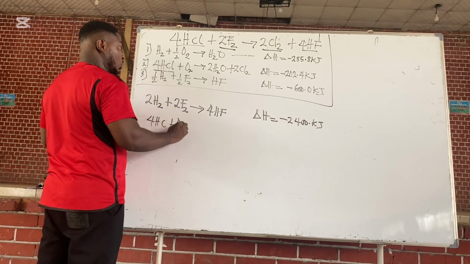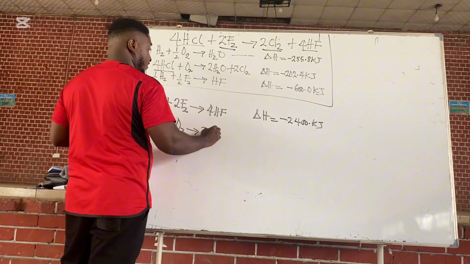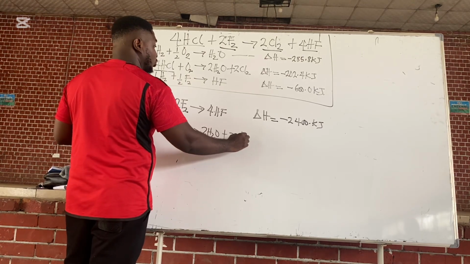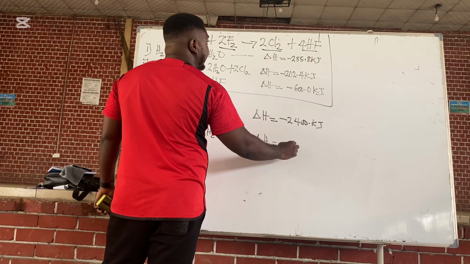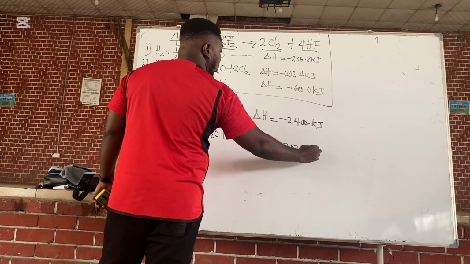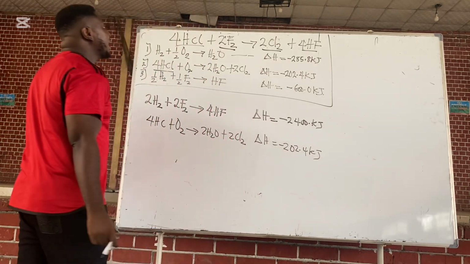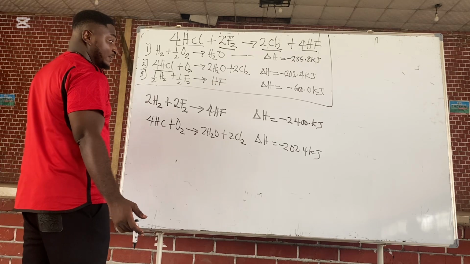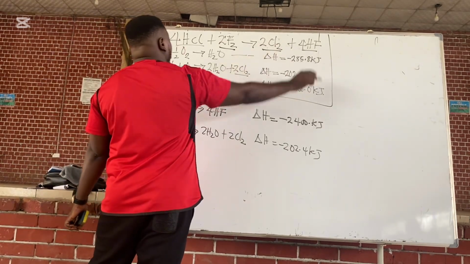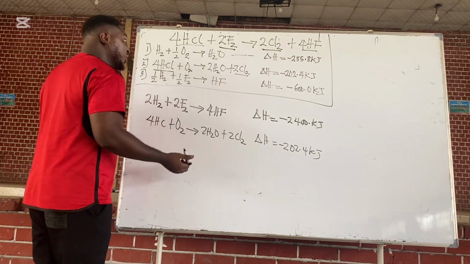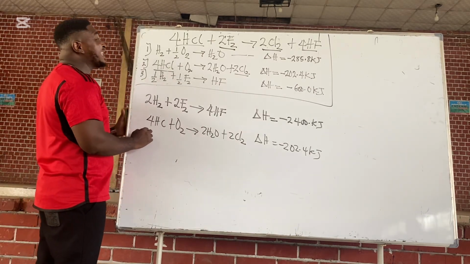4HCl plus O2 to give what? 2H2O plus 2Cl2. Enthalpy change is what? Minus 202.4 kJ. Oh, even our Cl2 is also okay now, because equation 2 has 2Cl2 on the right hand side. Everybody's okay actually. So equation 1, was anything done to equation 1?